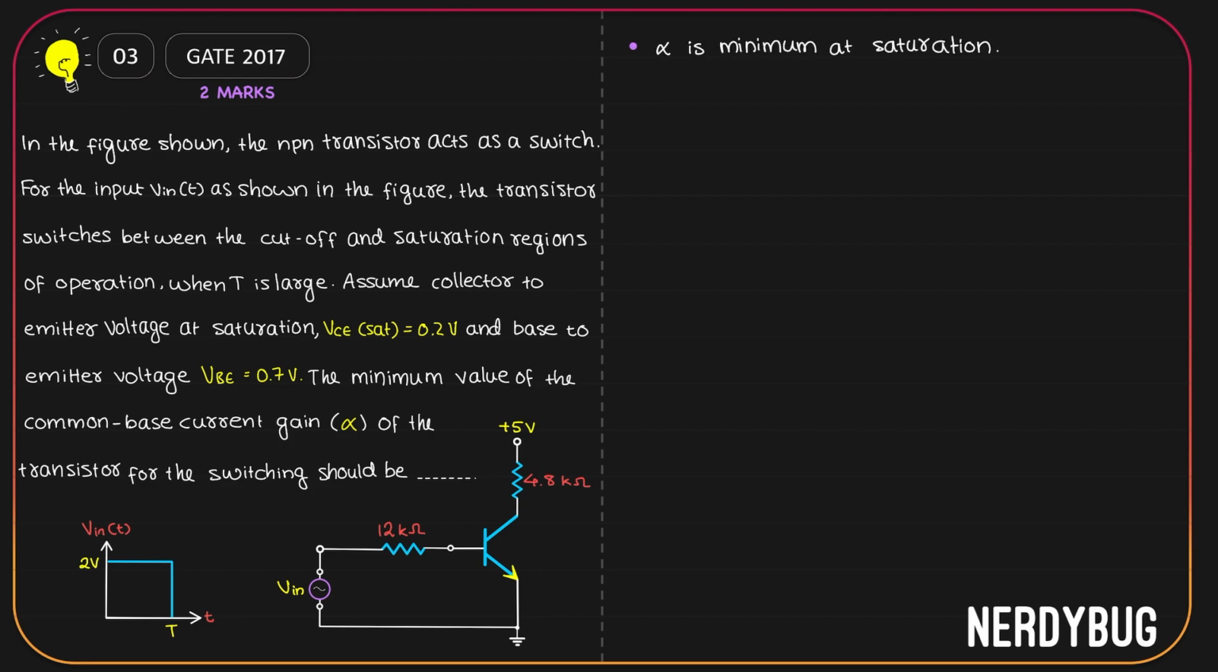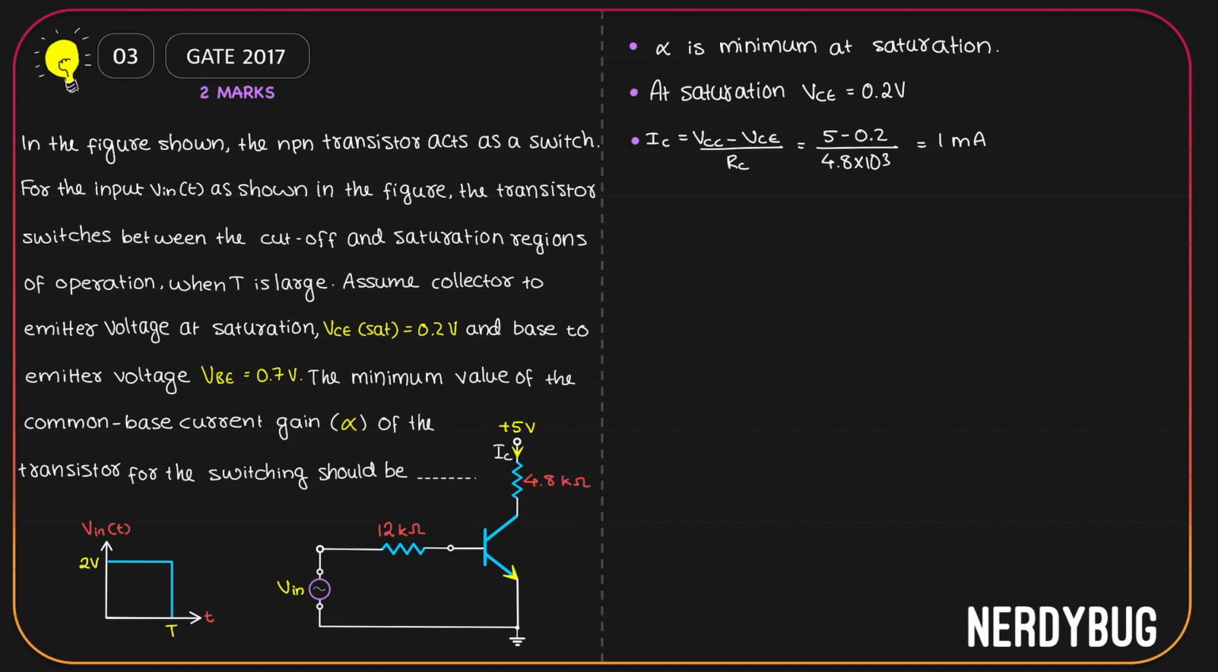It's already given in the question that the collector emitter voltage at saturation is 0.2 volt. Now, collector current is the current that flows through the collector resistor, which over here is 4.8 kilo ohm. If you take a look at this resistor, you can see on one end it has plus 5 volt. On the other end, it has VCE. It is given in the question VCE at saturation is 0.2 volt. So the resistor has plus 5 volt here and 0.2 volt here. So the collector current at saturation will be (5 minus 0.2) divided by 4.8 kilo ohm.